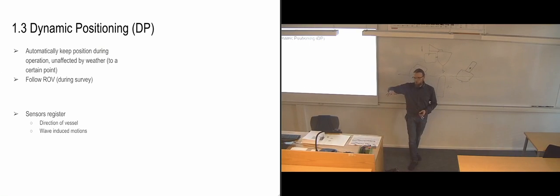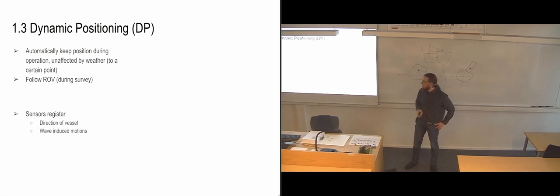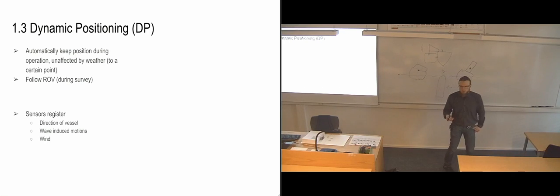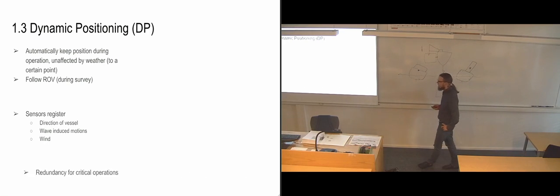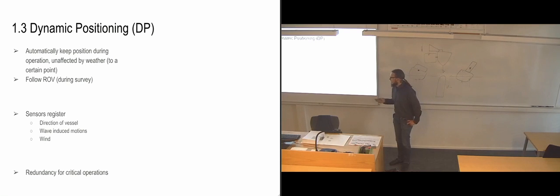Movements of the ship that are caused by moving through waves are being registered. It also registers wind, both the strength of the wind and the direction of the wind. And they use redundancy for critical operations.